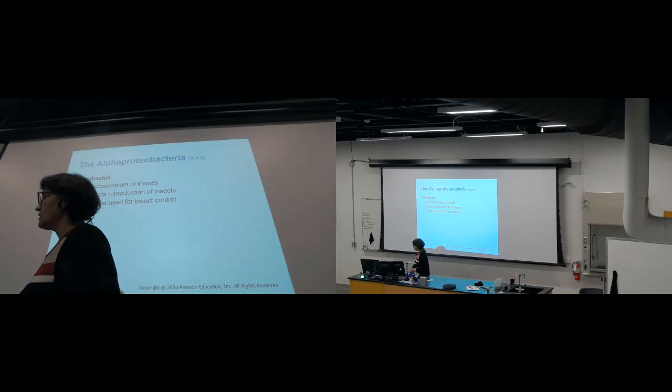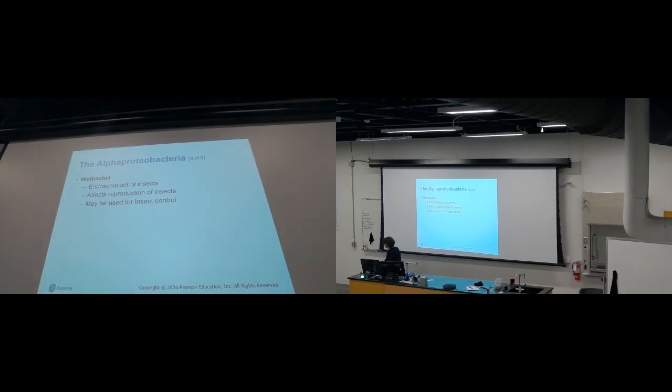Wolbachia is an endosymbiont in insects and affects the reproduction of insects. Actually, infections by Wolbachia are found in Drosophila. It is known to determine the sex of the fruit fly. And then this Wolbachia can be used for insect control.